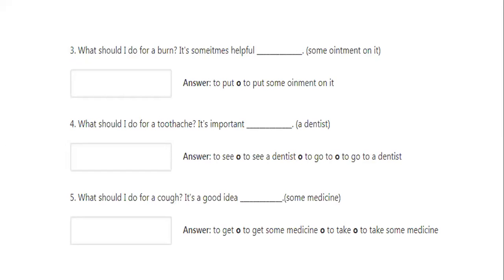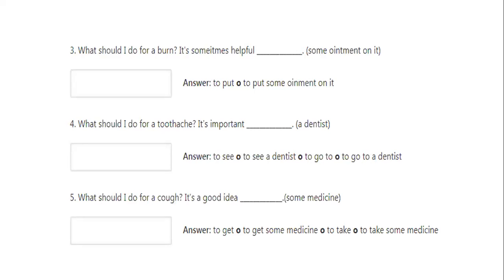It's sometimes helpful, algunas veces es de mucha ayuda. To put, puede dejar solamente to put, porque ya está entre paréntesis, some ointment on it, o lo agrega completo, to put some ointment on it. Ointment es la pomada, ¿verdad? Ointment. Yes, ointment.